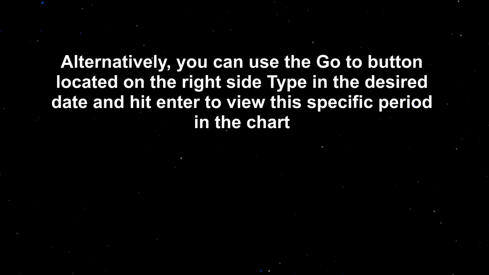Alternatively, you can use the Go to button located on the right side. Type in the desired date and hit enter to view this specific period in the chart.